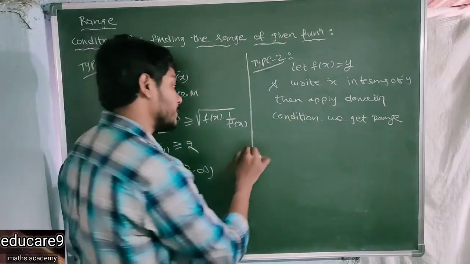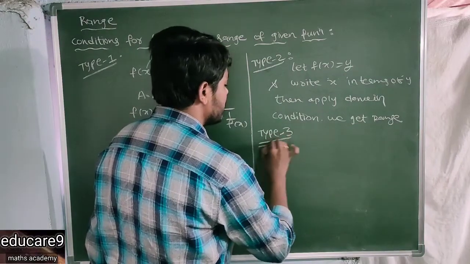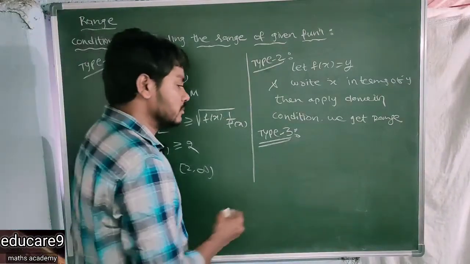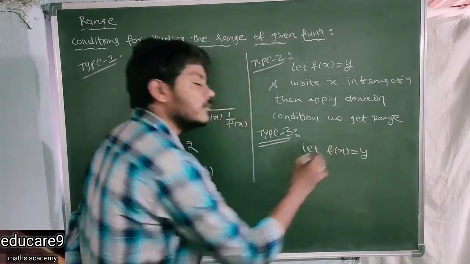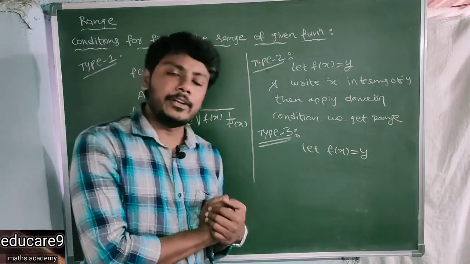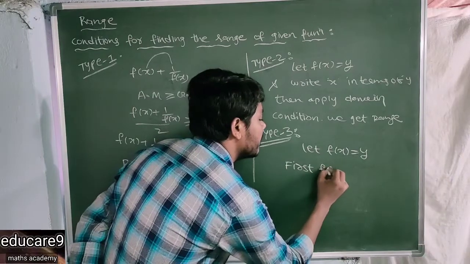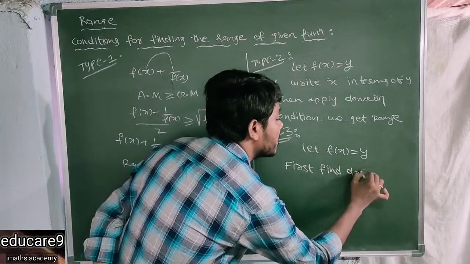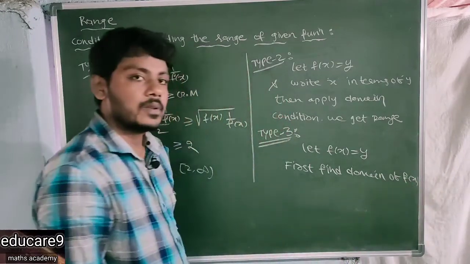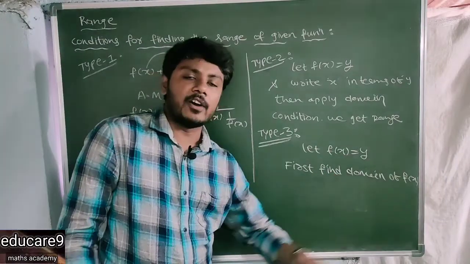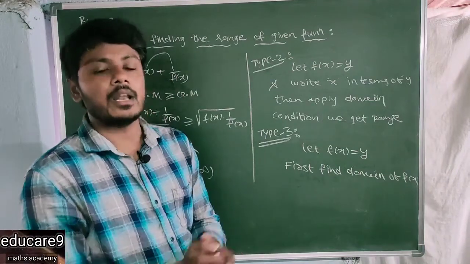Now type 3. So first let f of x be equal to y. First find the domain of the given function. Here, first find the domain of f of x and substitute the domain values in the given function. So you get the range.